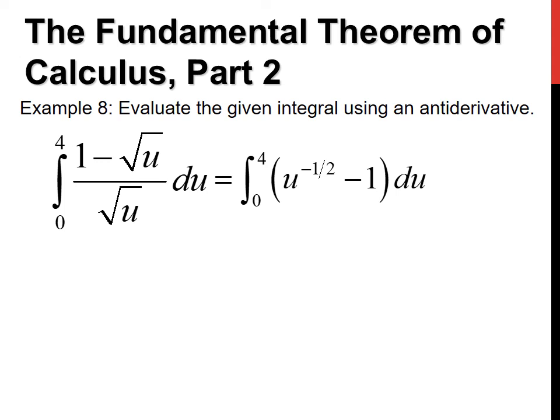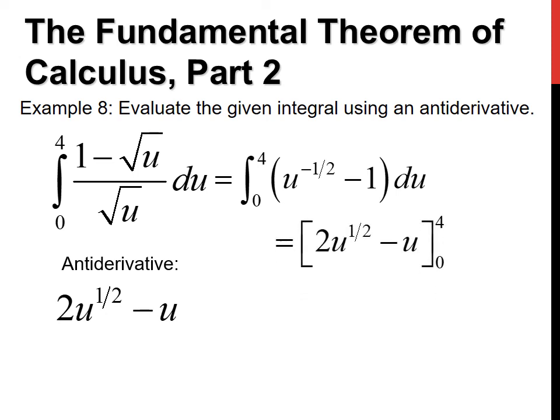Next, we need to integrate. The integral of u to the power of minus half can be obtained by u to the power of minus 1 over 2 plus 1 divided by the same expression, minus 1 over 2 plus 1. And that gives you 2 times u to the power of half. And next, the integral of negative 1 is negative u, because the variable of integration is u. Now we have 2u to the power of half minus u, or indirectly we can say 2 times the square root of u minus u.